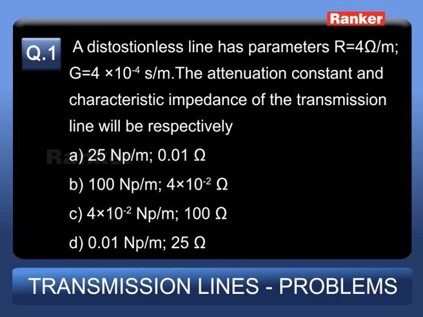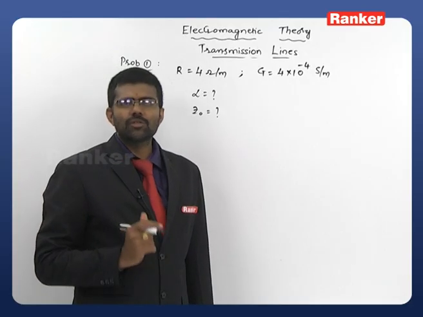Options are given as A, 25 Napier per meter, 0.01 ohms. B, 100 Napier per meter, 4 into 10 power minus 2 ohms. C, 4 into 10 power minus 2 Napier per meter, 100 ohms. And option D is 0.01 Napier per meter, 25 ohms. Just observe the solution.